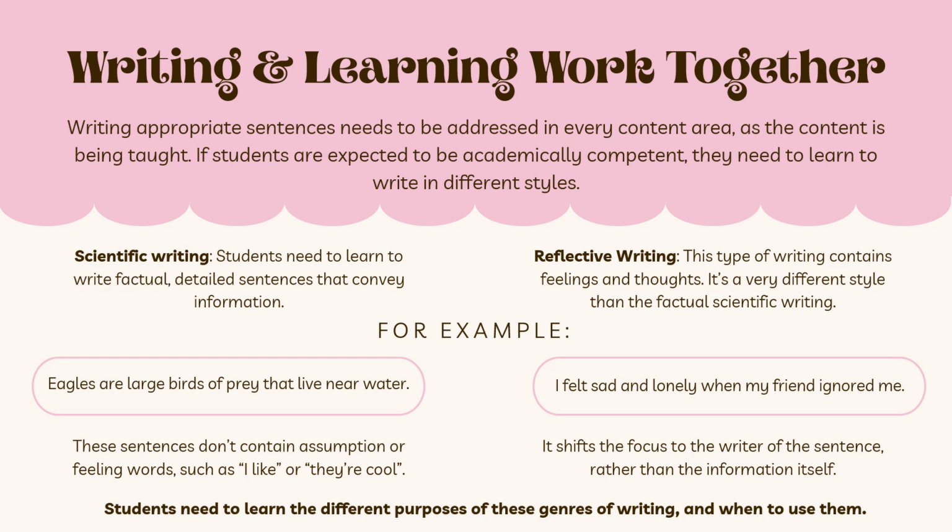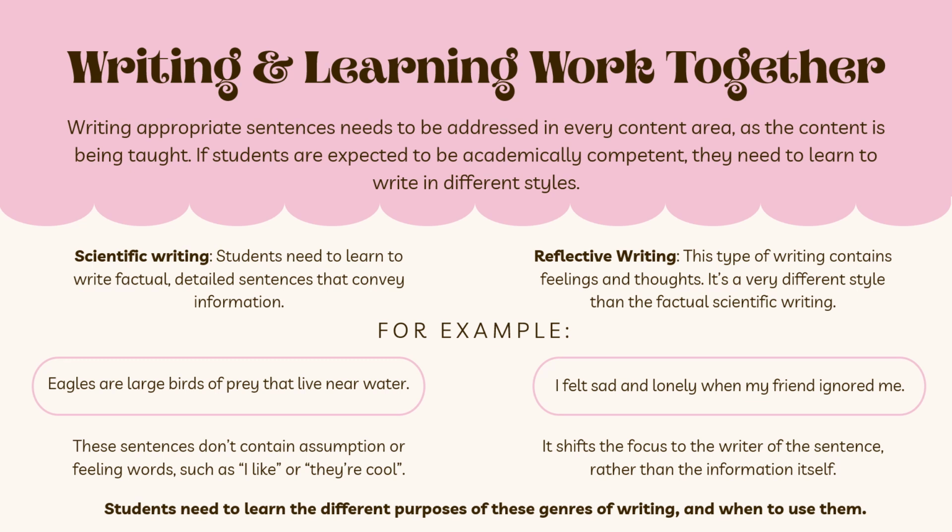And students need to be academically competent, and they need to learn how to write in different styles. So for example, scientific writing is writing that is factual and detailed. It conveys information and it doesn't convey thoughts or feelings. In comparison, reflective writing is a type of writing that contains feelings and thoughts. It's very different than the actual factual scientific writing.